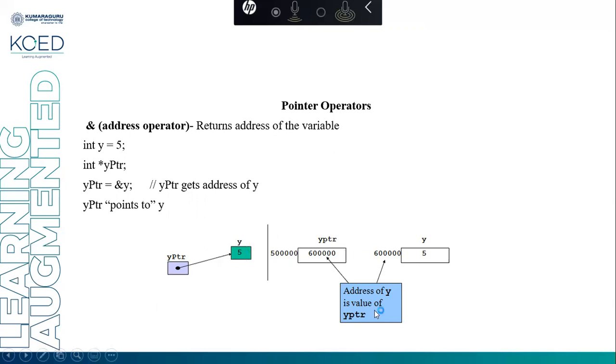Okay, take this example: y has the value 5 and is at memory location 6000. 6000 is the address of y, and it is the value of the pointer yPtr. This is the address of the variable y, and this is the value of the pointer variable yPtr. So the pointer variable yPtr stores the address of y. The addresses here are just examples I'm giving, since addresses are allocated by the machine.